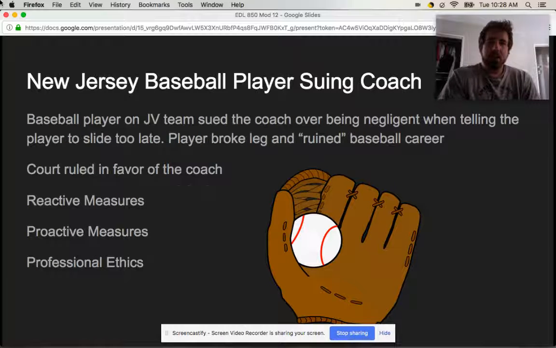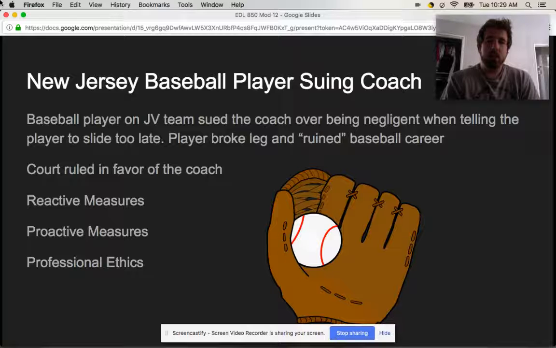The next one I actually found as I was looking on Facebook about a week ago, and I thought this is perfect for this lesson. This one is about a New Jersey baseball player who sued his coach because the player was heading into third and the coach told him to slide. The baseball player thought it was too late of a slide, and the player ended up breaking his leg, and it ruined his baseball career. That is essentially why the player decided to go with the lawsuit.